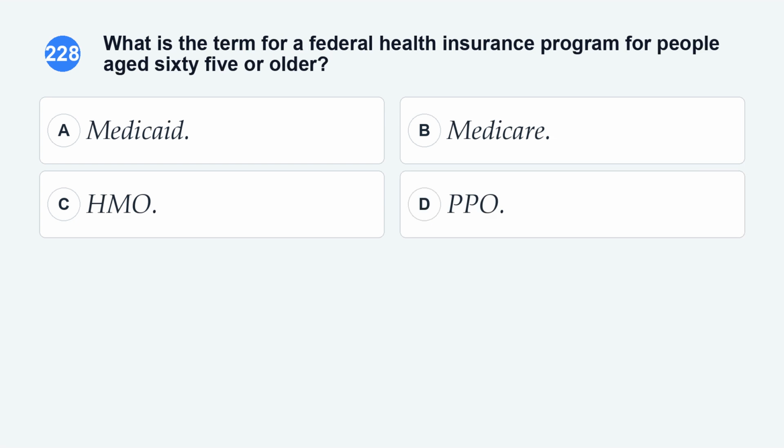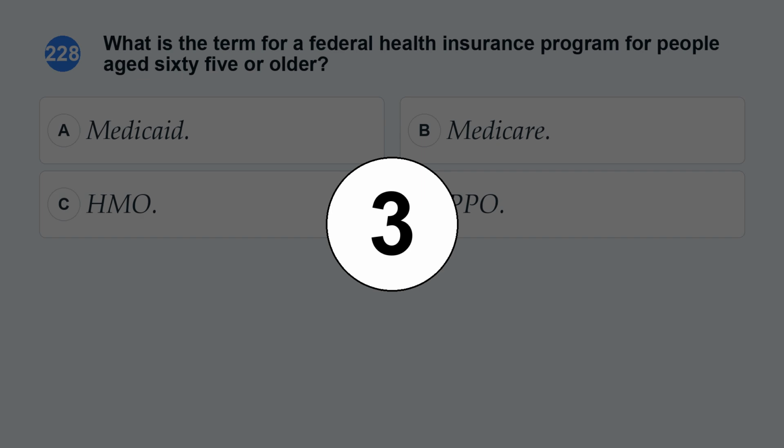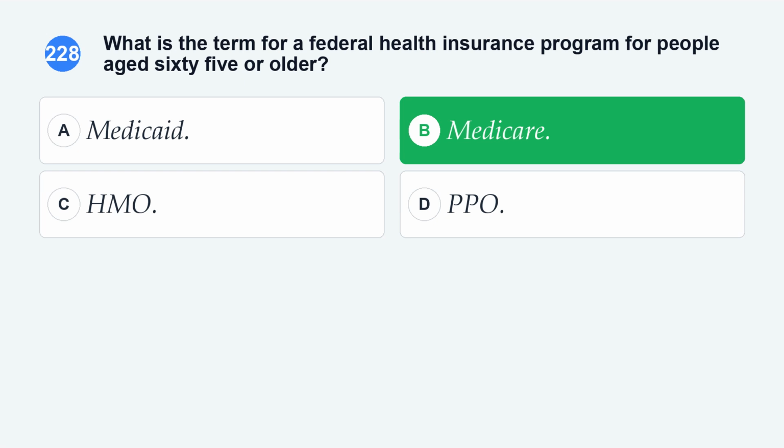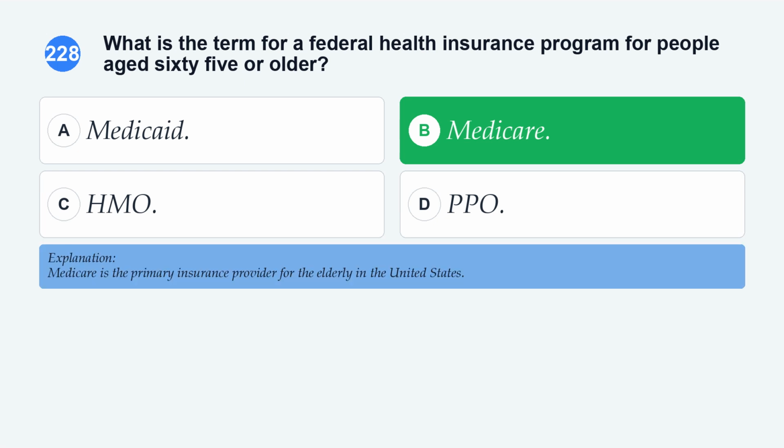Question 228. What is the term for a federal health insurance program for people aged 65 or older? Option A, Medicaid. Option B, Medicare. Option C, HMO. Option D, PPO. The correct answer is option B, Medicare. Explanation. Medicare is the primary insurance provider for the elderly in the United States.